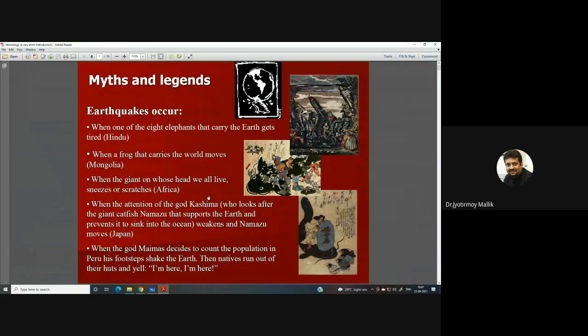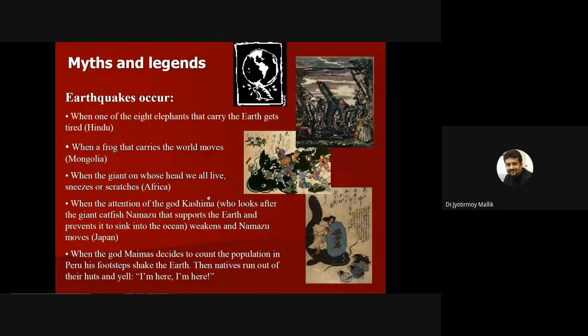As I was saying, earthquakes often come with a lot of myths around them. Here are some of the myths. For example, in Hindu mythology, it is said that when one of the 8 elephants that carry the earth gets tired, there is a tremor. This was written in the ancient scriptures of Hindu mythology, that the earth is carried by elephants, and maybe one of them gets tired and there is a tremor.